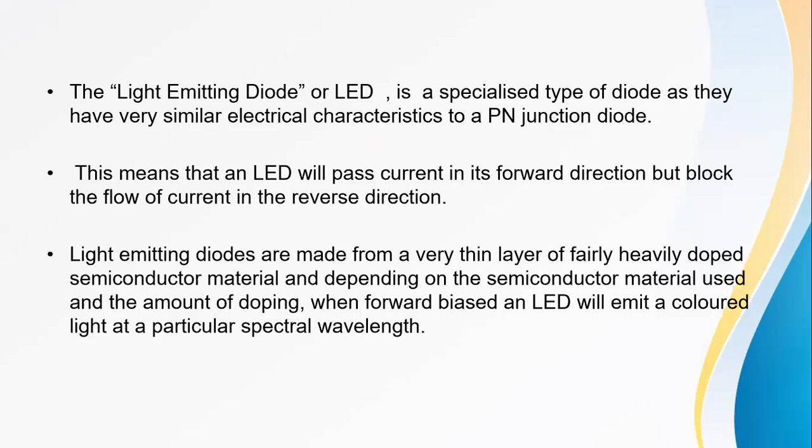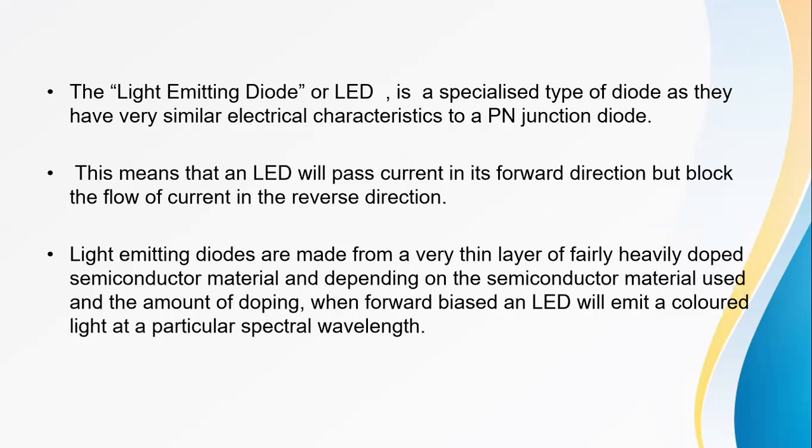Now, what is a light emitting diode? The name itself says light emitting, it is a type of diode. It is emitting the light. That is what LED means. It is a type of diode that emits light. See, how it emits the light, we will discuss now.